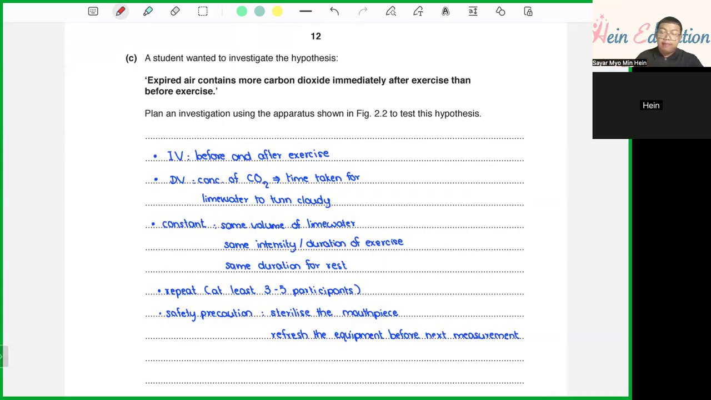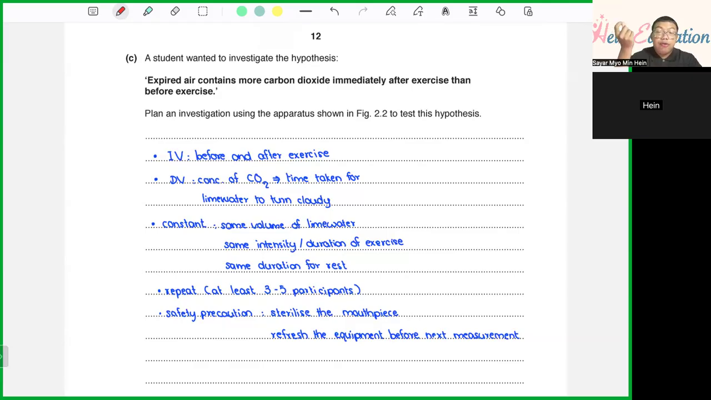But we cannot just take concentration of carbon dioxide. It should be time taken for lime water to turn cloudy. And for the constant variables, you should use the same volume of lime water, the same intensity and duration of exercise, and the same duration for the resting period. And in every experiment, make sure we include a repeat, which would be at least, let's say, 3 to 5 participants to make sure that we get an accurate result.